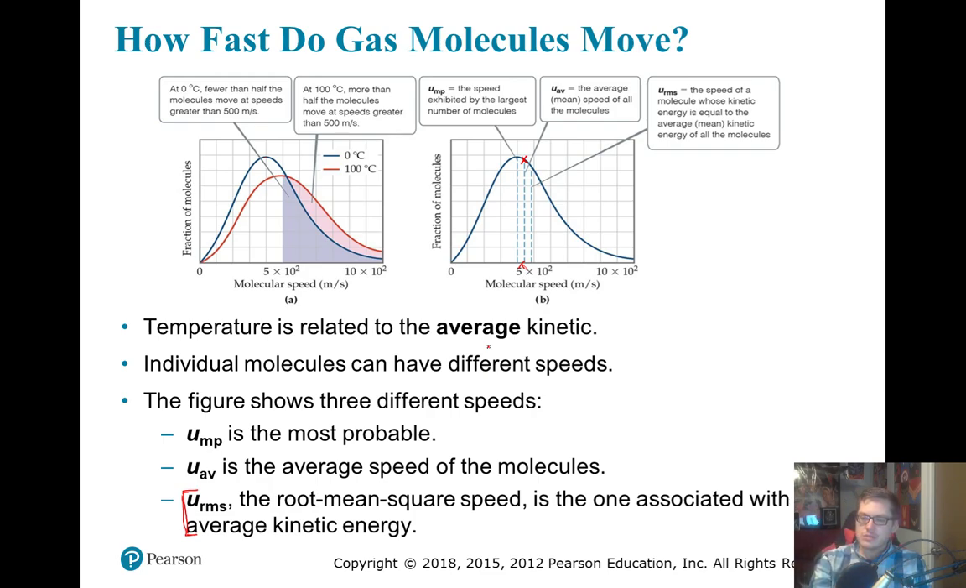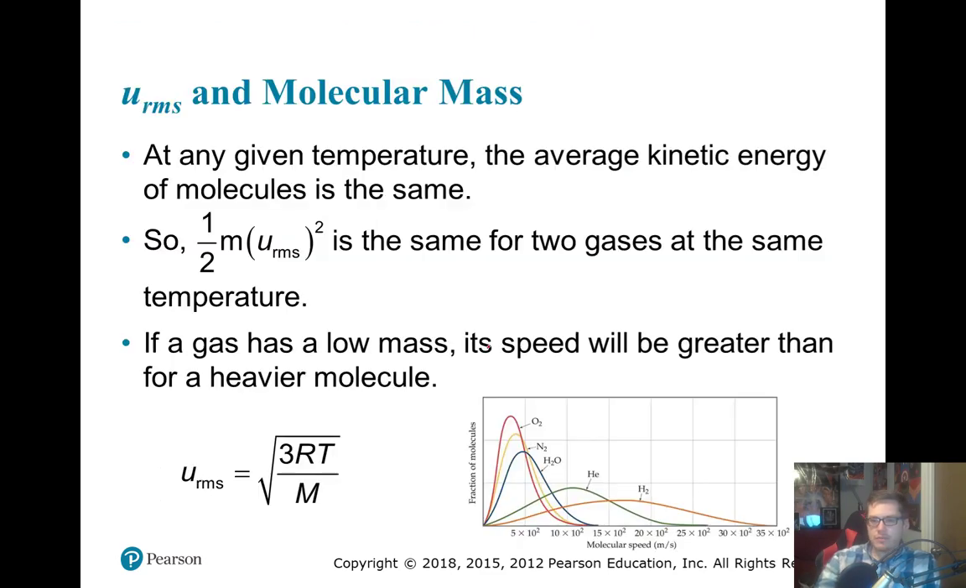That's the one that chemists really care about, because we really care about that kinetic energy, because we can measure kinetic energy via temperature, and so it kind of makes sense as to what's going on. So URMS. Okay, and the molecular mass. At any given temperature, the average kinetic energy of the molecules is the same. That makes sense, right? Because that's what temperature measures, is the average kinetic energy.